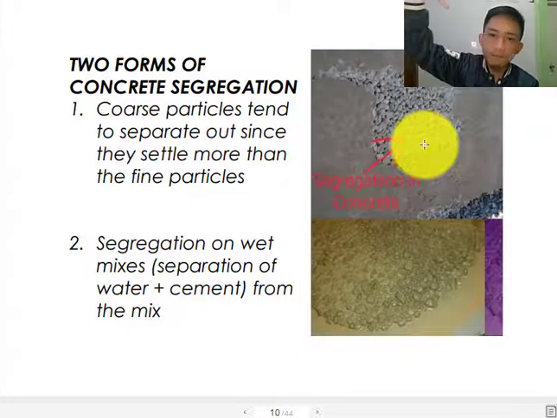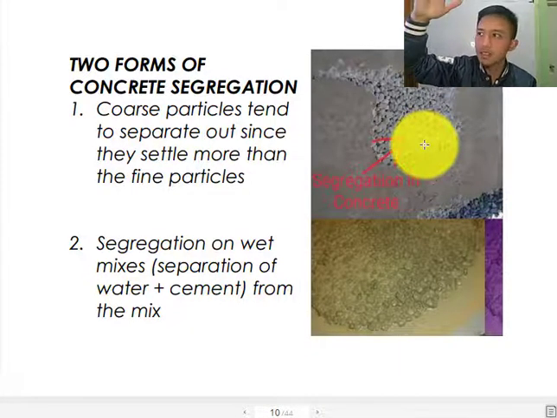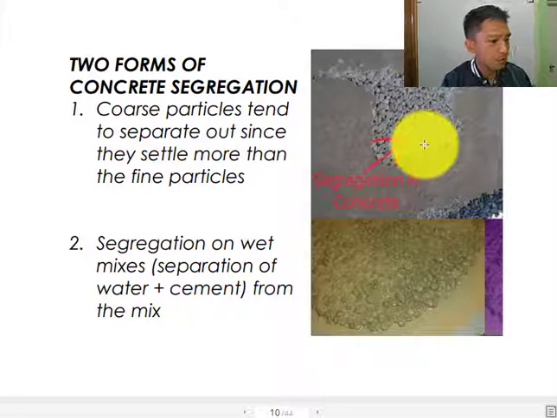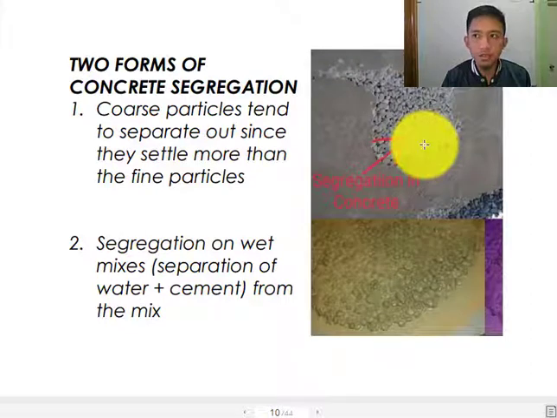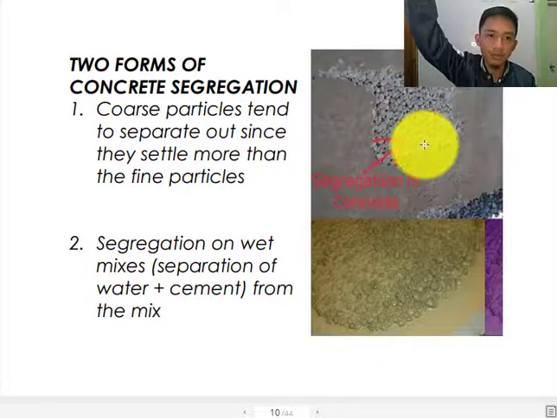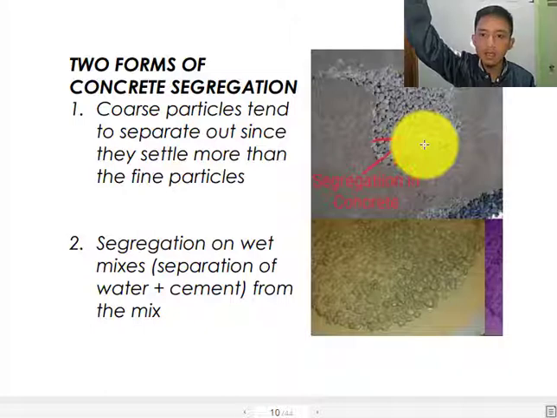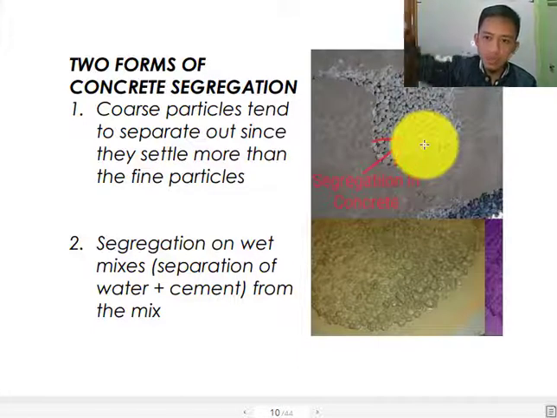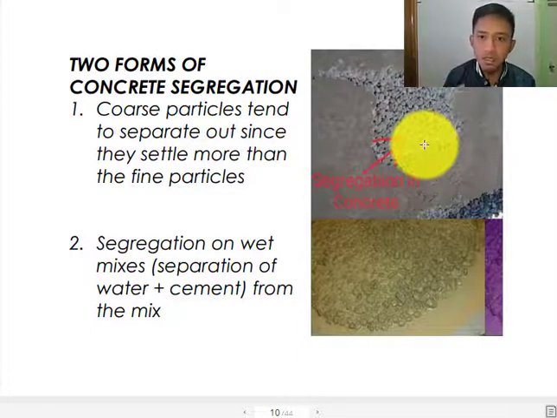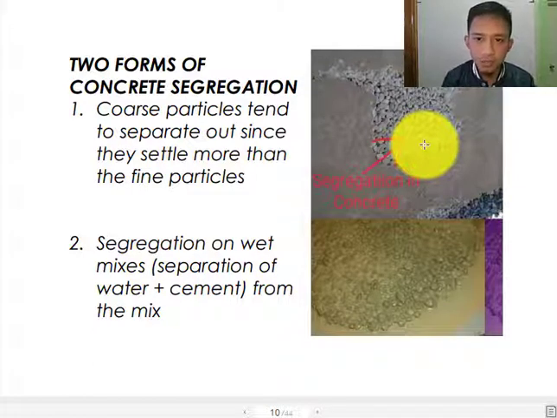One other factor that will cause this form of segregation is dropping the concrete mix from a higher elevation. Let's say you are going to pour a very high concrete wall, and you start pouring from the highest elevation. The coarse aggregate will tend to go down because of the height it is dropped from, because it is dense compared to the other constituents of your concrete mix.